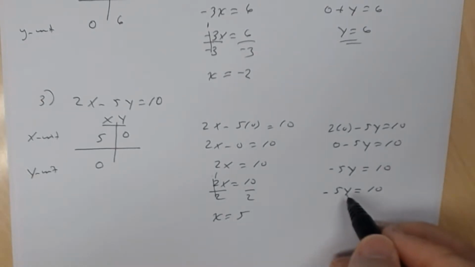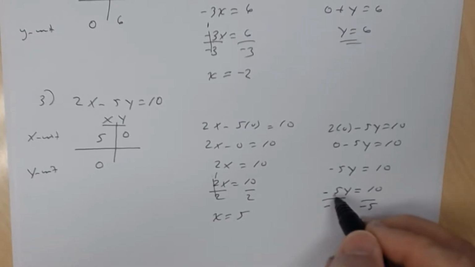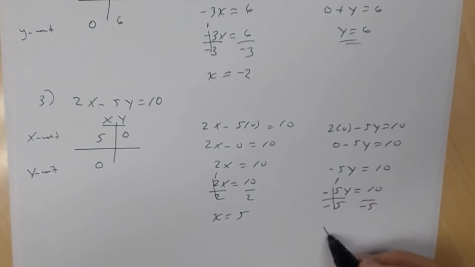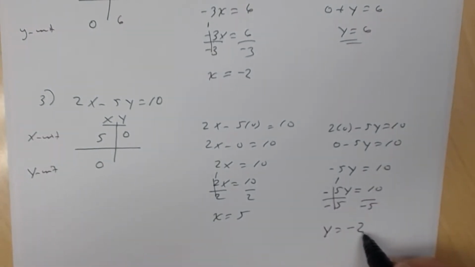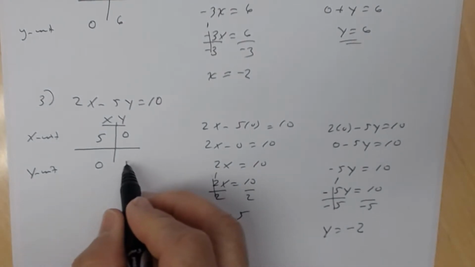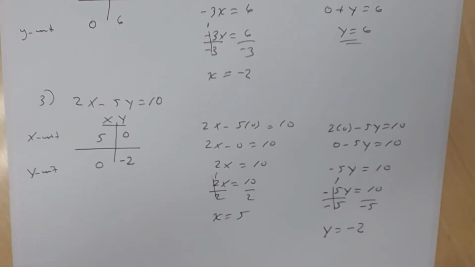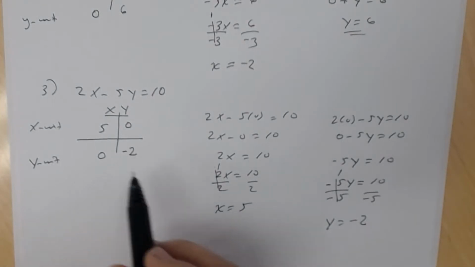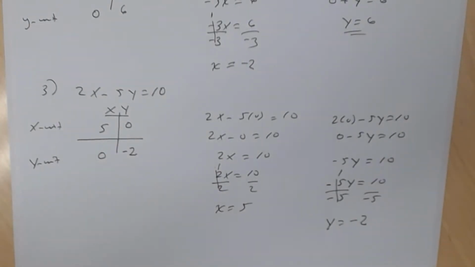And then to get the variable y by itself, right now I'm multiplying by negative 5. The opposite is to divide by negative 5. And so negative 5 divided by negative 5 is positive 1. 1 times y is y. And so I get y to be negative 2. So I found the y-coordinate of my y-intercept. So my y-intercept is the point 0, negative 2.